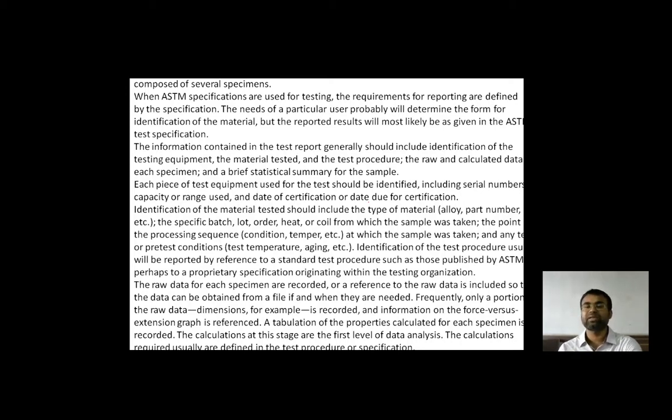And the identification of the material tested should include the type of material, alloy, part number, etc., which we earlier showed in that slide, that is the particular specification of the material, and the specific batch, lot, order, heat, or weld. So all detail needs to be taken care of, and how the sample was taken and any test or pre-test condition, temperature, aging, etc. All the scenario is to be mentioned in that particular report.